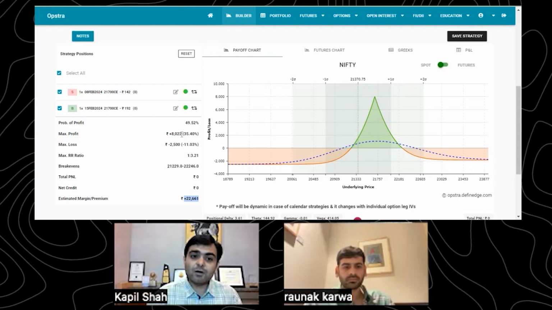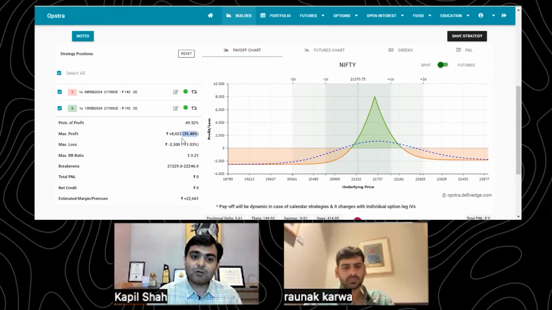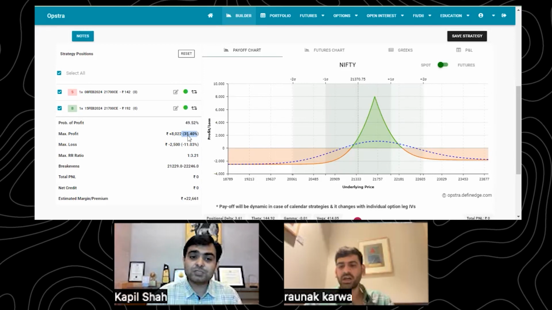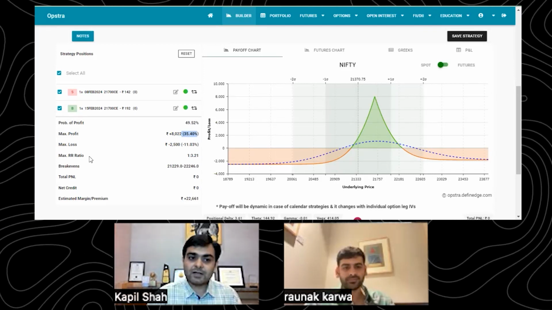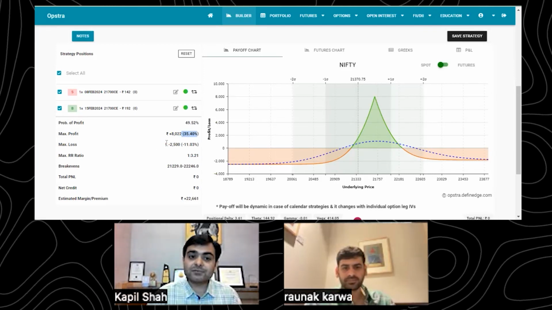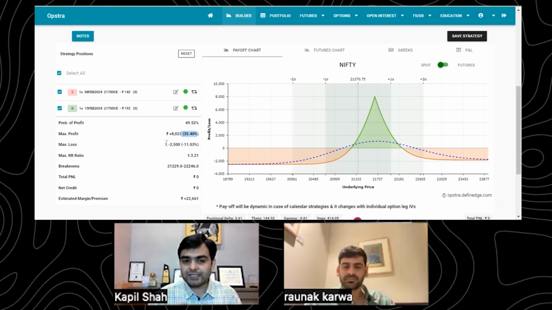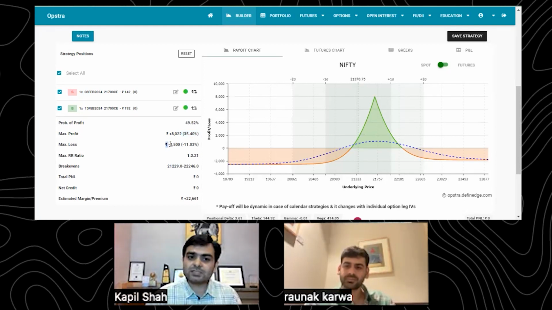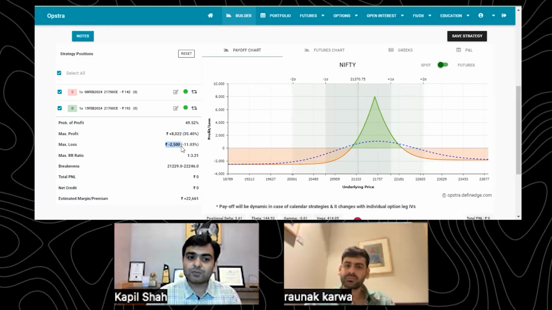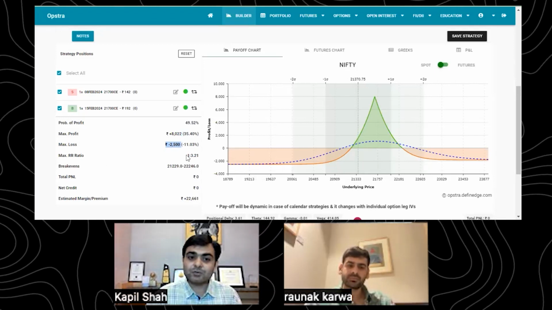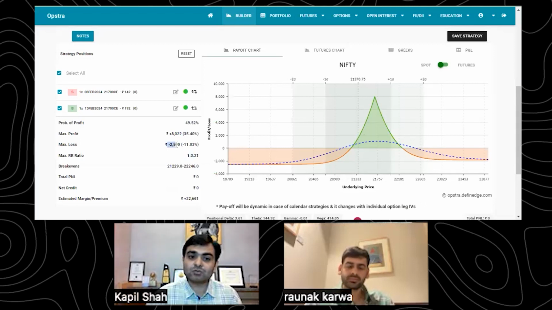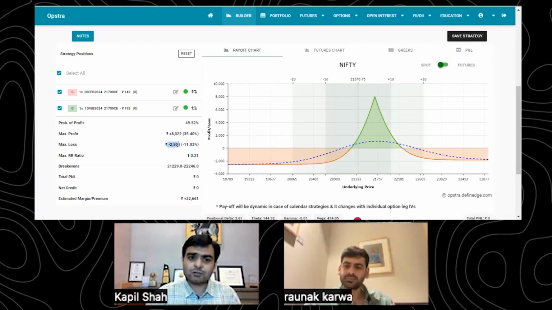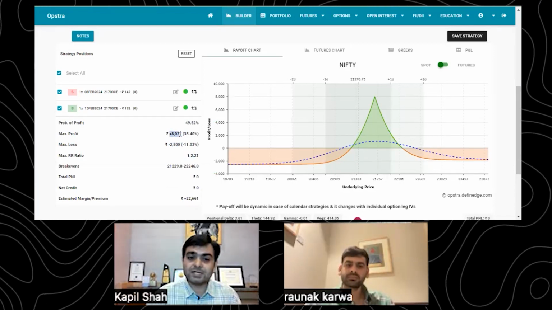Earlier, you had a profit potential of 6%. Now you can see you have a profit potential of 35,000 rupees. And your risk is defined in this case: wherever the market moves, your maximum risk is just around 2,500 rupees. If you look at the risk to reward ratio, it is 1:3. You are risking 2,500 rupees, and on the reward side you have 8,000 rupees as a gain.